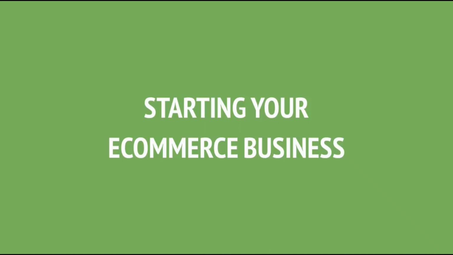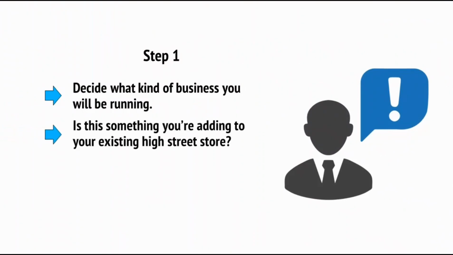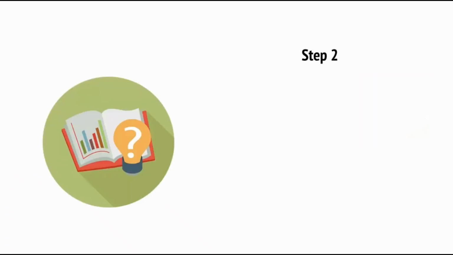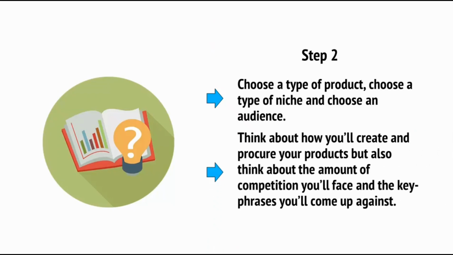To recap then and set you off, just follow these simple steps. Step number 1. Decide what kind of business you will be running. Is this something you're adding to your existing high street store? Or are you designing a store to run as a side business while you continue with your current employment? Step number 2. Choose a type of product, choose a type of niche, and choose an audience. Think about how you'll create and procure your products, but also think about the amount of competition you'll face and the key phrases that you'll come up against.